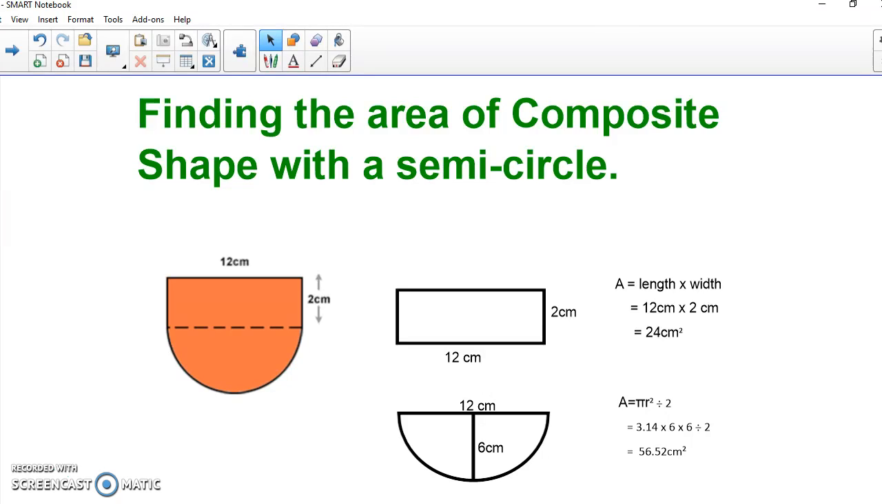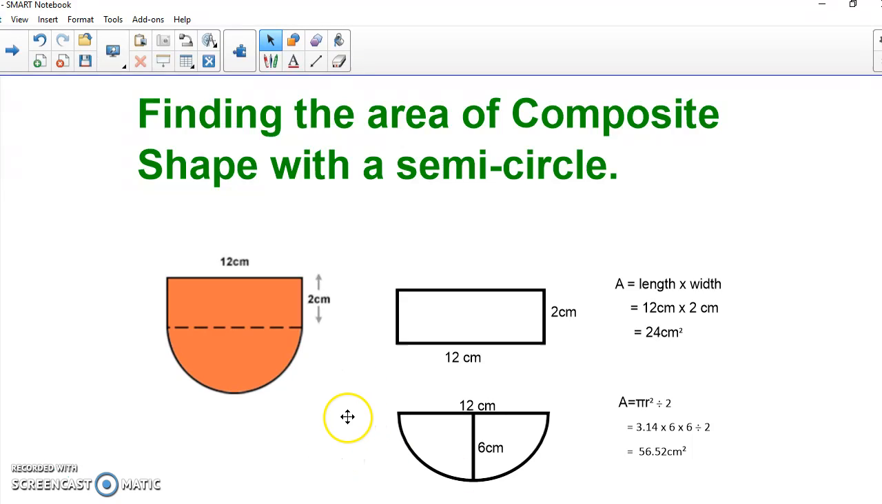So, today we're going to talk about how to find the area of a composite shape, those that have a semicircle. There are some students who are confused when it comes to the semicircle and they do not know how to calculate the semicircle. So, we'll talk about that.